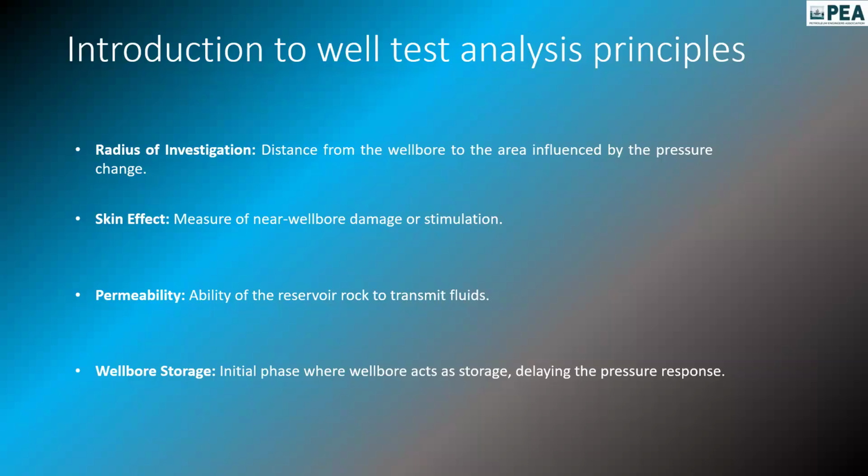We name that as skin zone. We have three types of it: positive skin, negative skin, and zero skin. Positive means damage is there. Negative means there is an improvement from earlier damage. Zero means there is no damage, neither improvement. It is almost equivalent to your reservoir conditions. So this is how we define skin factor.